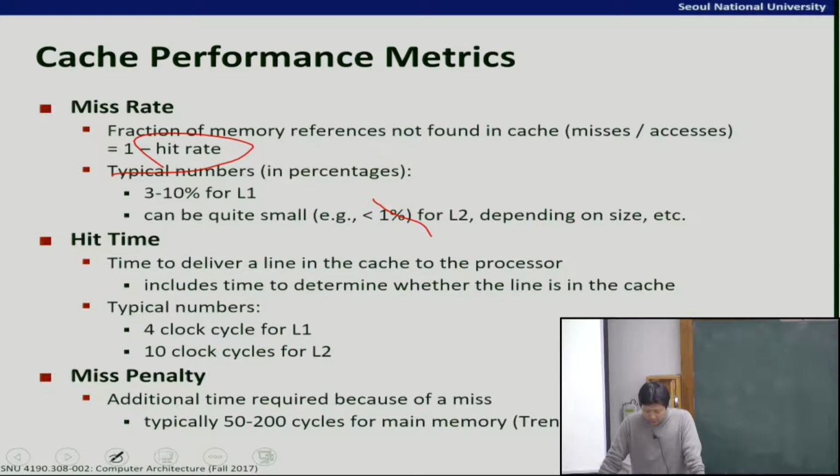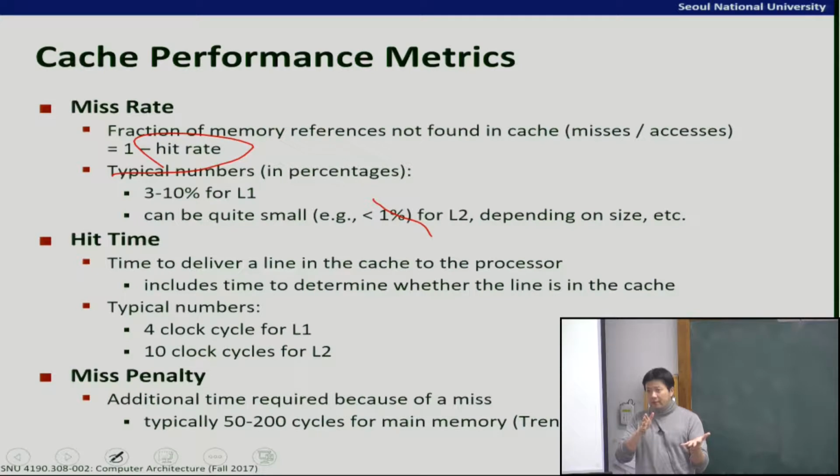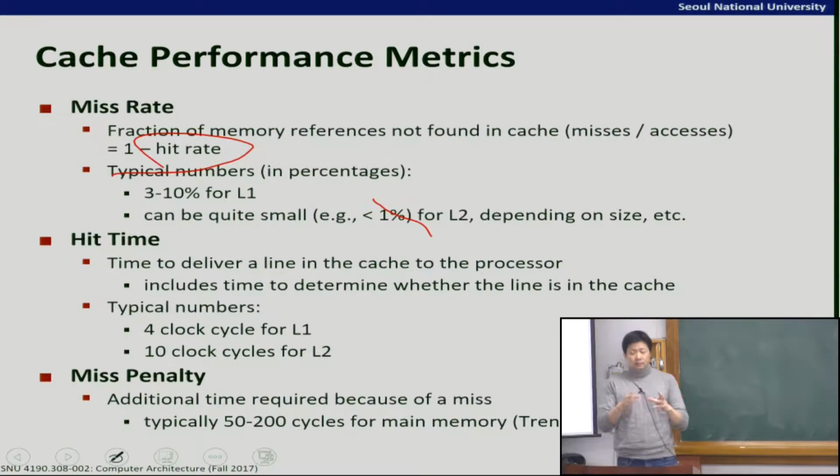Of course, if your processor is running at a lower clock rate, then the cycle count will decrease, right? Because if you run at 1 gigahertz, 1 cycle is 4 times longer than at a 4 gigahertz processor. So that's the second measure, hit time. And the third measure is miss penalty. Miss penalty means, let's say you have a cache miss. Then how long is it going to take to fill the cache block into the cache? That's called the miss penalty, right?